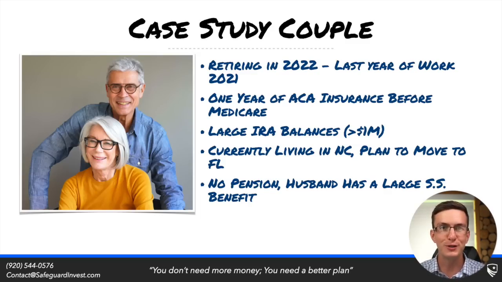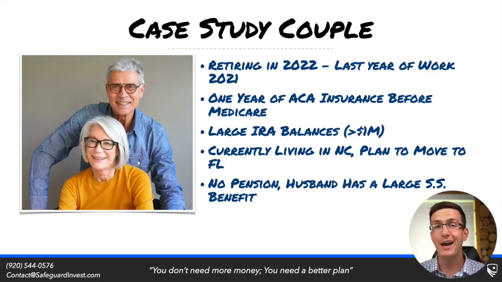What I'm trying to do here is not necessarily show that everyone's situation is going to look exactly like this, but rather give some examples that you can take back to your given situation. So to tell you a little bit about this given couple, they were retiring in 2022. Their last year of work was 2021. They're going to be on 1 year of ACA insurance before going on to Medicare.